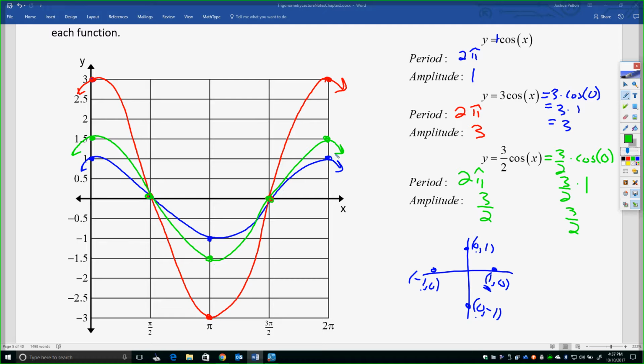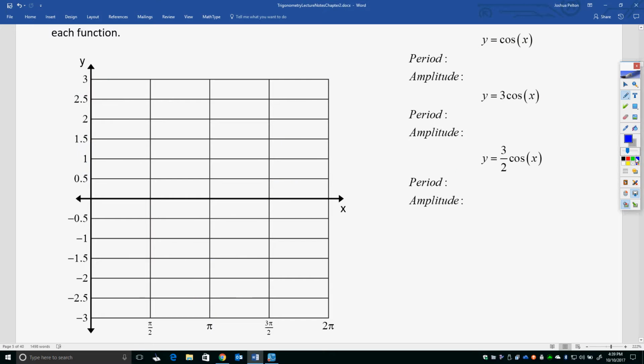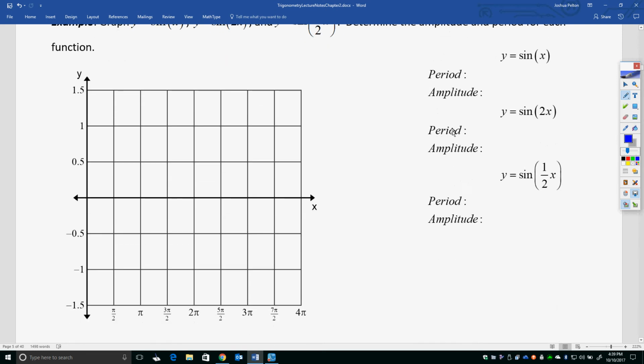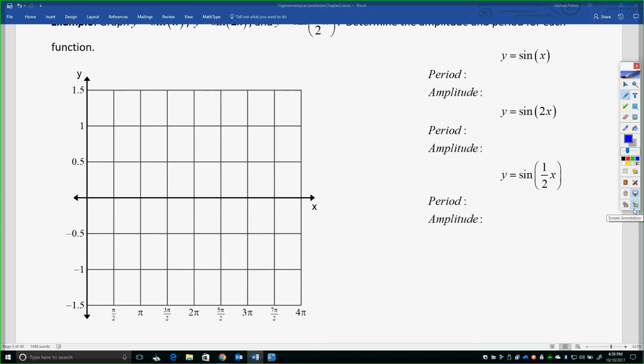Alright, let's try the next example problem. So we're seeing in this case, all of these, the A is affecting the amplitude. Let's see what happens if we change B now. So in these cases we're changing B.